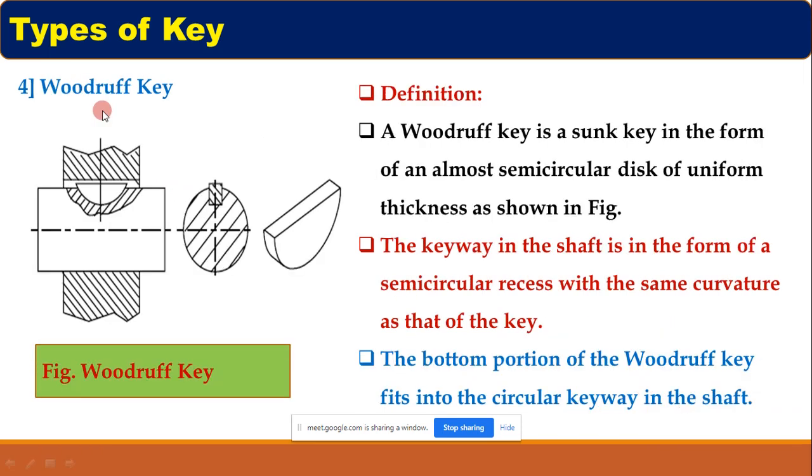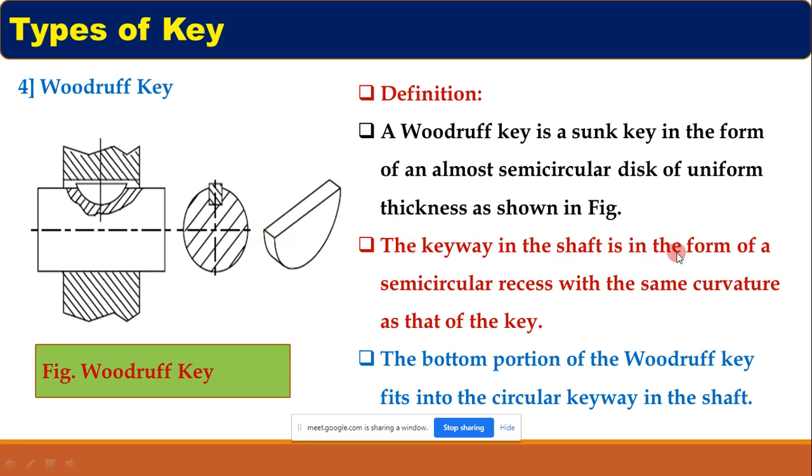Now the fourth type is the Woodruff key. First of all, let us see the definition. A Woodruff key is a sunk key in the form of almost a semicircular disc of uniform thickness. So you can see this is a semicircular disc and its thickness is uniform. This is called the Woodruff key.